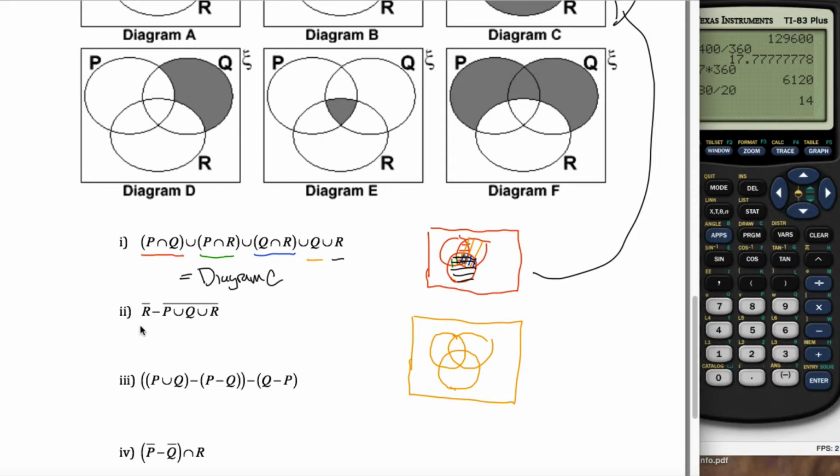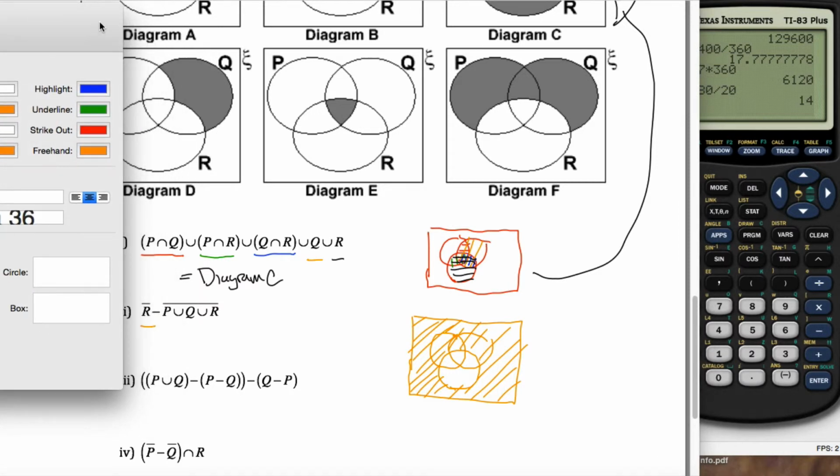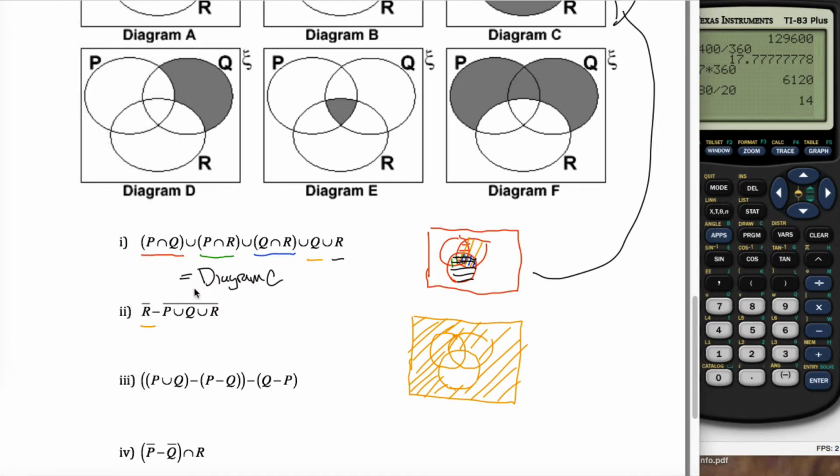R complement is everything that is not in R. Well, here's everything that is in R. So R complement, we're talking about all of that stuff, all that stuff in orange right there. But that's not what I want, because I want to take away the complement of P union Q union R. So P union Q union R are all, maybe I need more colors. I certainly need more colors. P union Q union R complement would be everything that's not in the union of those three things.